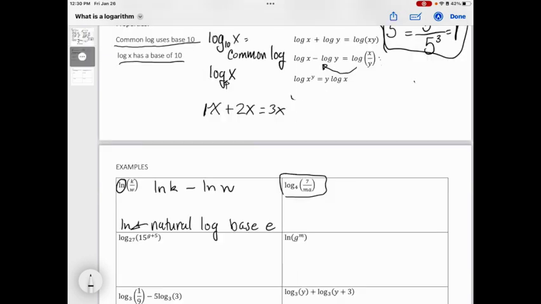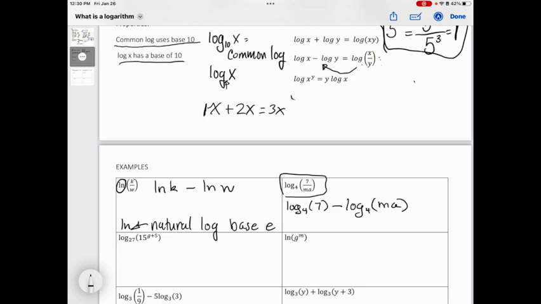This one has multiple properties that we can use. We have multiplication here and division. So looking at that division, let's start with that. Using the division rule, I can break that log up into two separate logs using subtraction. I take the top minus the bottom. So I would have log base 4 of 7. That's the top. And then I would have log base 4 of ma.